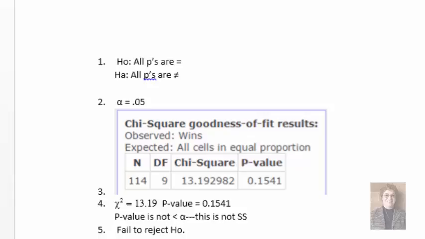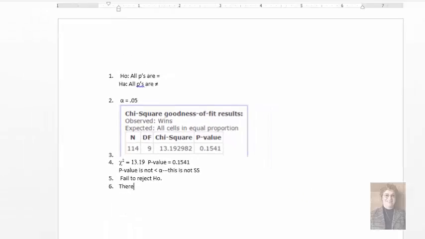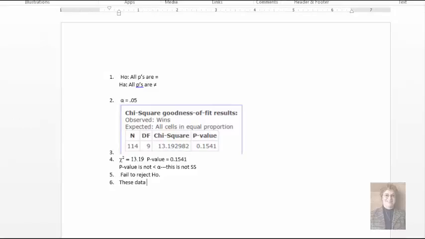And step 6 says these data suggest that the different post positions at the Kentucky Derby have no relationship with the frequency of wins. That's how you do a 6-step test.